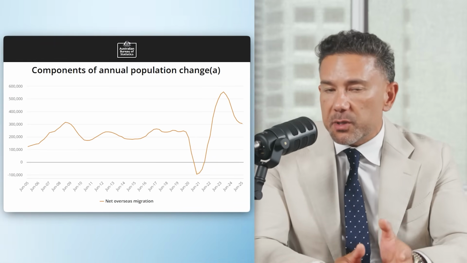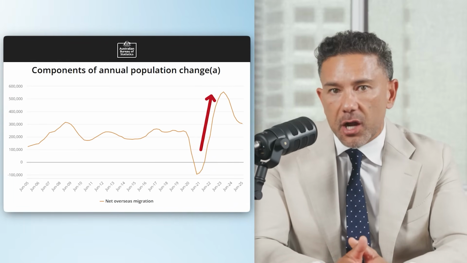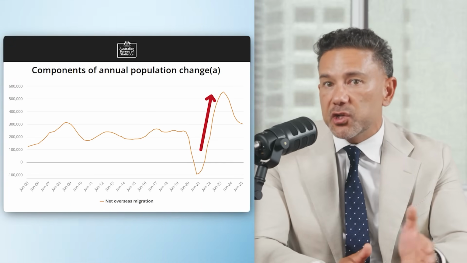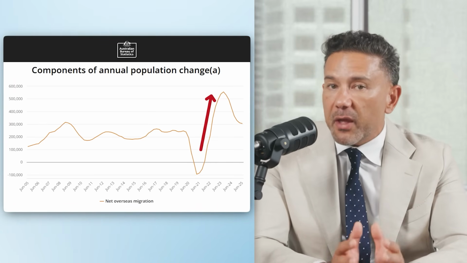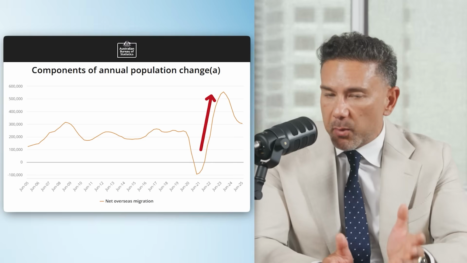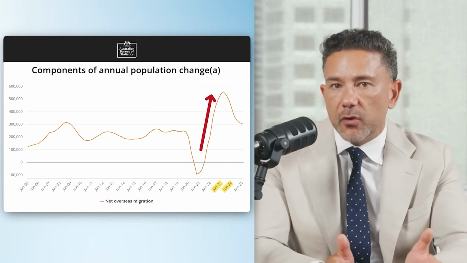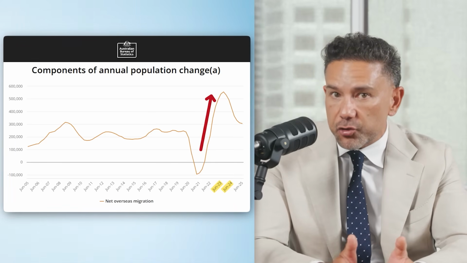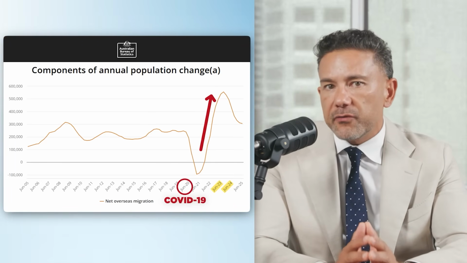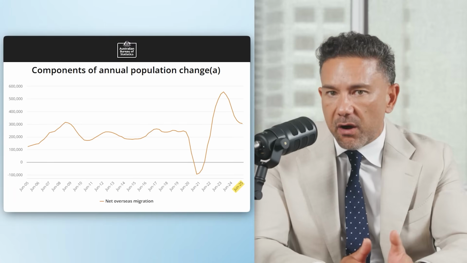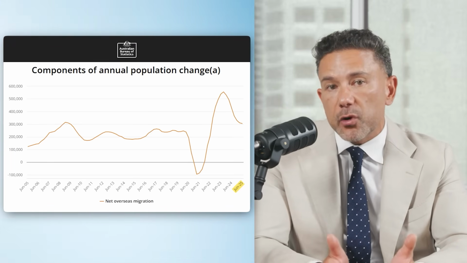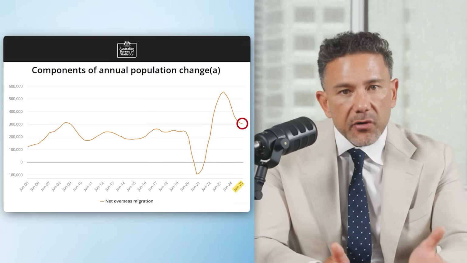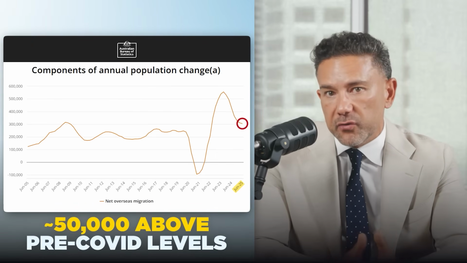When borders reopened, migration didn't just restart, it had to catch up. Because those missing migrants from 2020 to 2022 didn't disappear forever. They weren't lost, they were delayed. So yes, migration surged in 2023 and 2024, but a big part of that surge was the system catching up after a once-in-a-century shutdown. Now here's what we know from the latest data. By the end of 2025, net overseas migration is back to around 300,000. That's only about 50,000 above pre-COVID levels. Now listen to this very carefully, because this is the simple math that almost nobody talks about.